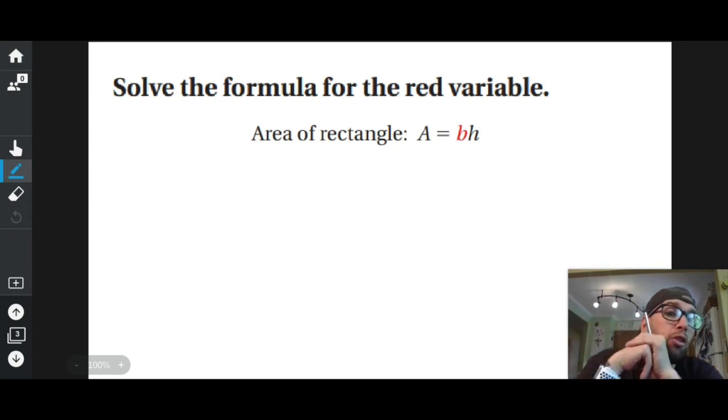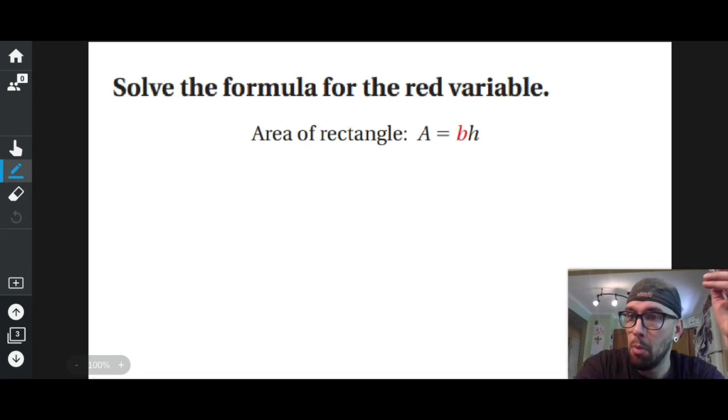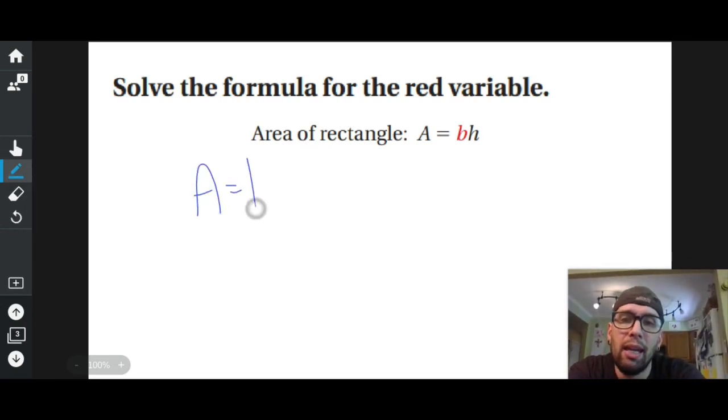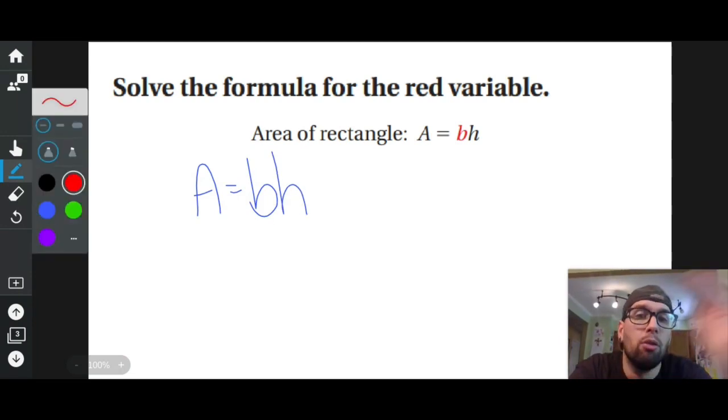Now this problem is actually a whole lot nicer. I have to solve for b. My formula is a equals bh. Is b all by itself? No. What's in the way? H. How is h in the way? It's being multiplied. How do I get rid of it? Divide both sides by h.